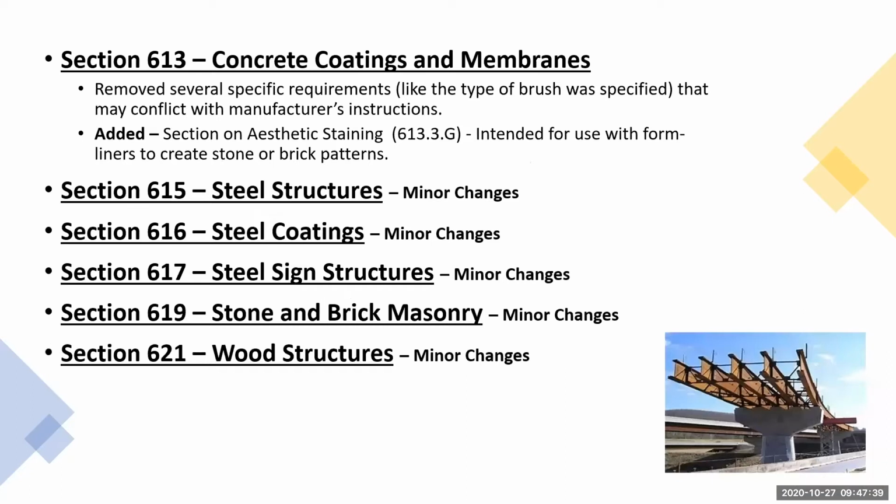Section 613, concrete coatings and membranes. We removed several specific requirements like the type of brush that was specified, which may conflict with the manufacturer's instructions. Again, this goes back to what Oz was saying in the beginning, is we tried to be less specific on these things and let the manufacturer requirements speak for their products. Because otherwise we may be speccing something that is very strict and maybe against what the manufacturer recommends.